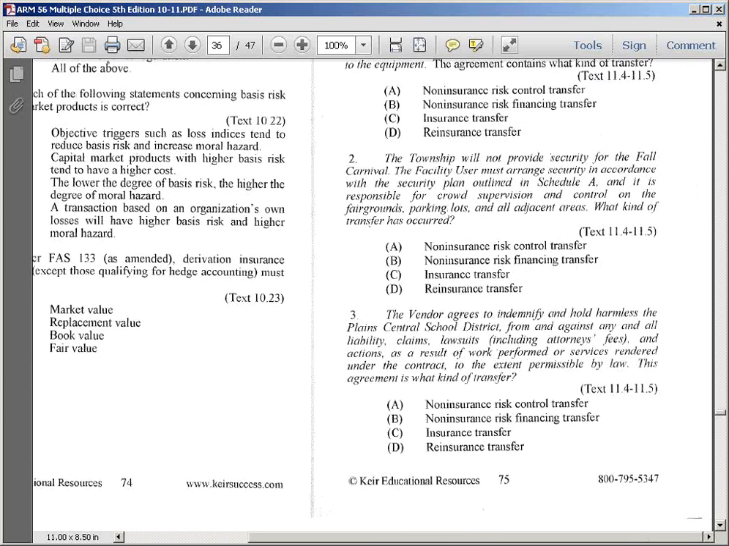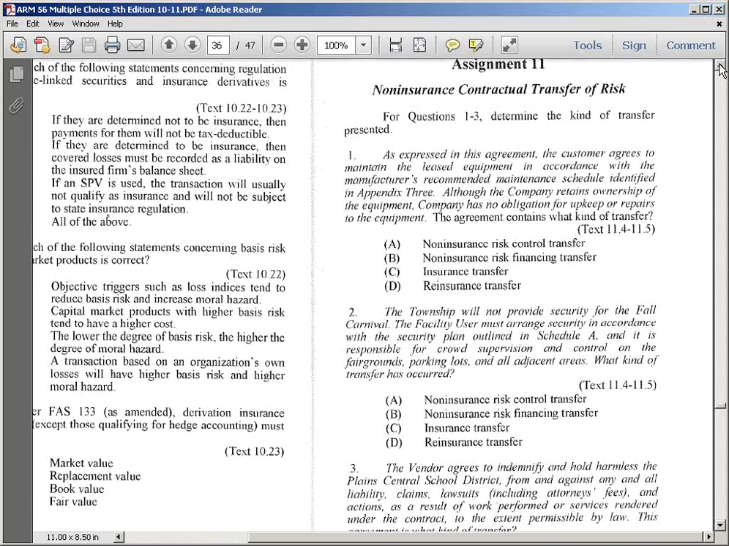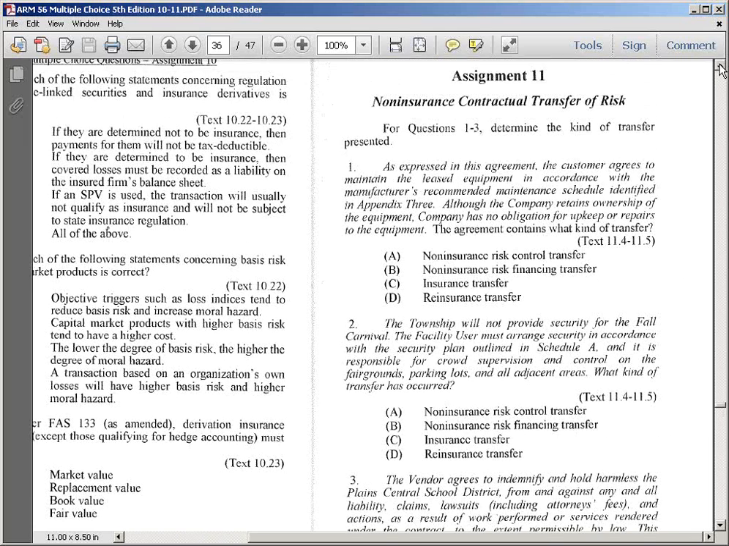Okay, so here are some examples, on the chapter on non-insurance contractual transfer of risk. Now remember that this is from the old textbook for the most part. There might be some similar types of questions, but you can get the idea. My purpose in doing this is to show you the types of questions you can expect on the exam.